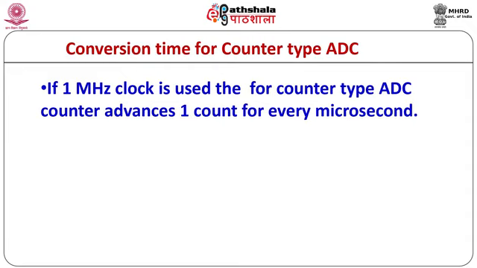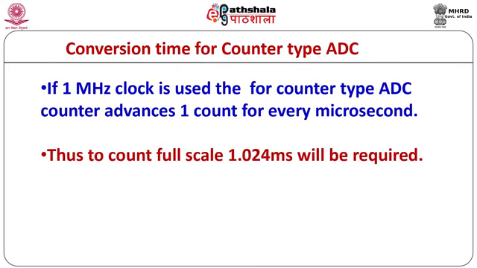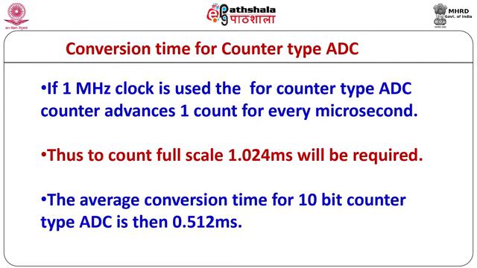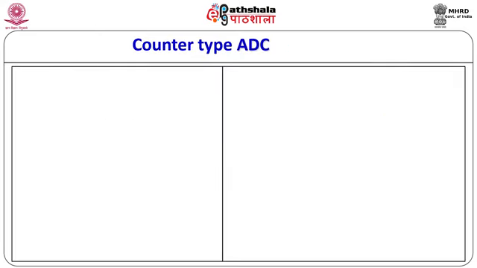For a full scale output of a 10-bit ADC, we will require 1.024 milliseconds. This is the situation when the counter has to advance to its maximum value, but the average conversion time for a 10-bit converter will be half of this, and that will be 0.512 millisecond. Let us consider the merits and demerits of this counter type ADC.